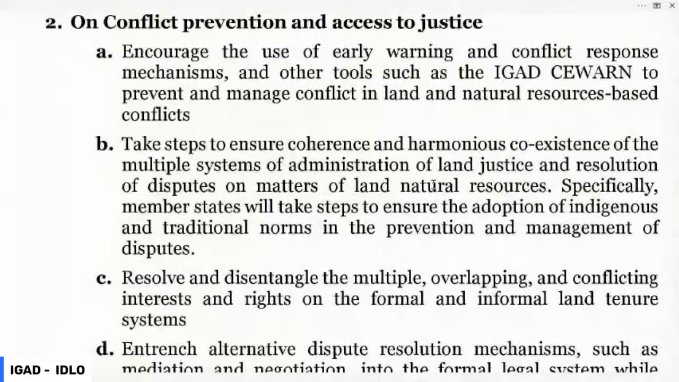We've heard about the traditional systems, and the consensus coming out is that these systems are not necessarily bad. They are very good norms that can be incorporated in actual resolution of disputes relating to land and natural resources. We need to take that part and then harmonize it with the formal justice systems that we have. Resolve and disentangle the multiple overlapping and conflicting interests on the rights on the formal and informal land tenure systems. So basically securing land rights, whether from the formal system, informal, and ensuring that they form the basis of safeguarding rights of the various groups.